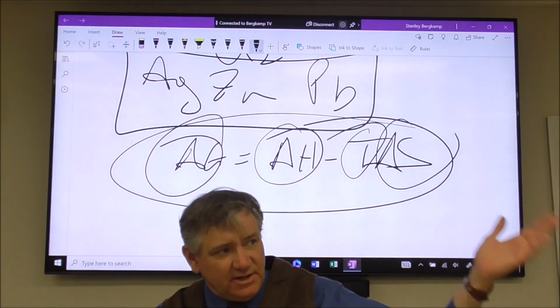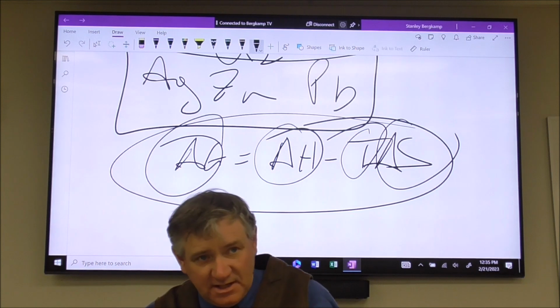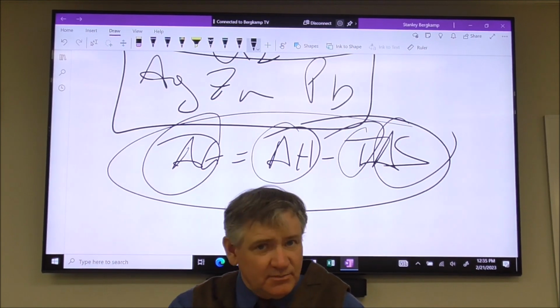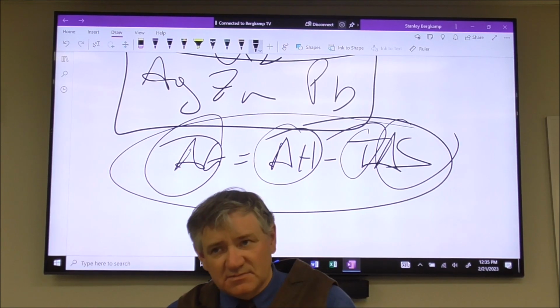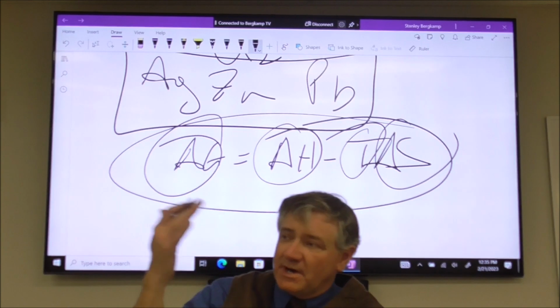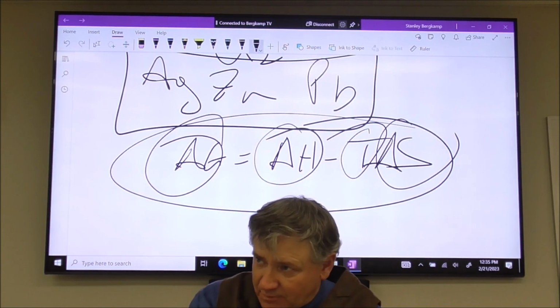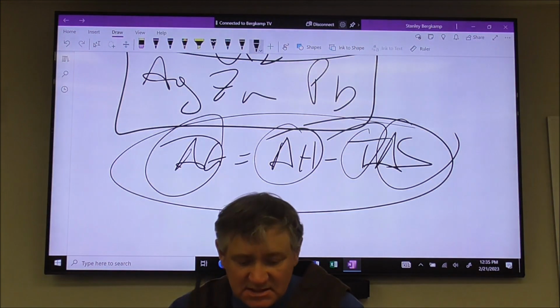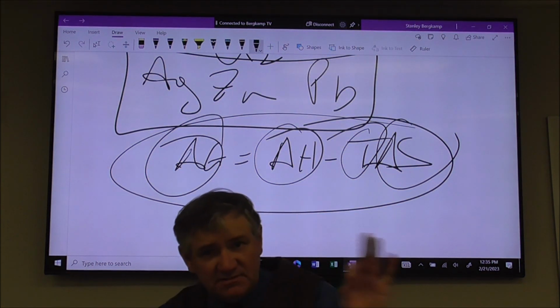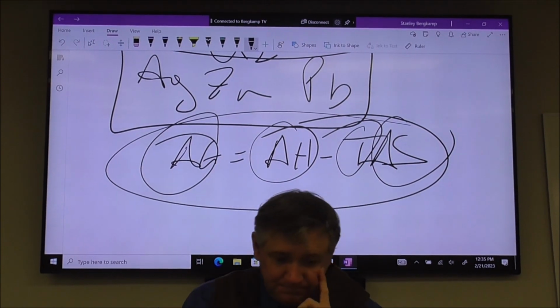If delta G coming out of this reaction is negative, the reaction is spontaneous. If delta G is a positive number, it's not spontaneous. If delta G equals 0, that just means the system is in equilibrium. So no matter how you calculate delta G, it always works off the same parameters. If it's negative, it's spontaneous. If it's positive, it's not spontaneous. If it equals 0, the system's at equilibrium. Okay? That's it.